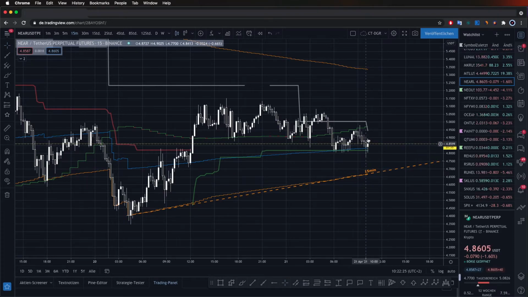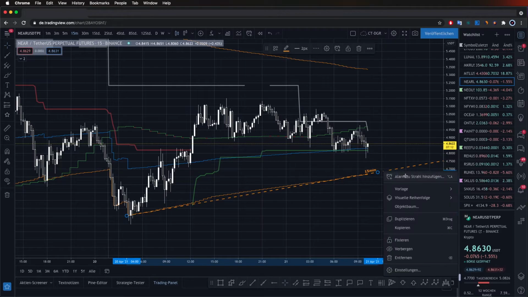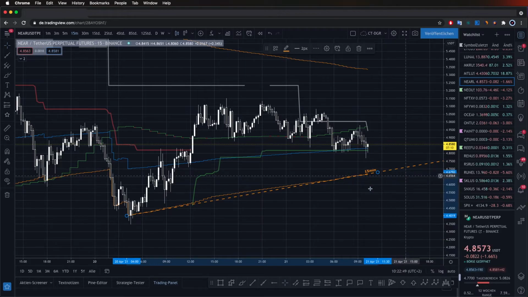I expect maybe the price to try to come over here again, but then really break down again over here, because we got this confirmation just at the start here. This line is also not very fixed at this moment. I will wait for another confirmation of this 15 minutes line to go into a long trade. So what I'm doing is I just set an alarm for this 15 minutes line.